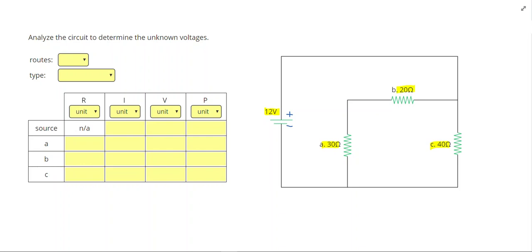So if I fill out my units first, I know that resistance is measured in ohms, and those were given to me as 30, 20, and 40 respectively. Then we have our voltage for the source, for the battery, was given to us as 12 volts. The units of voltage is volts. I is current, which is measured in amps, and P is power, which is measured in watts.